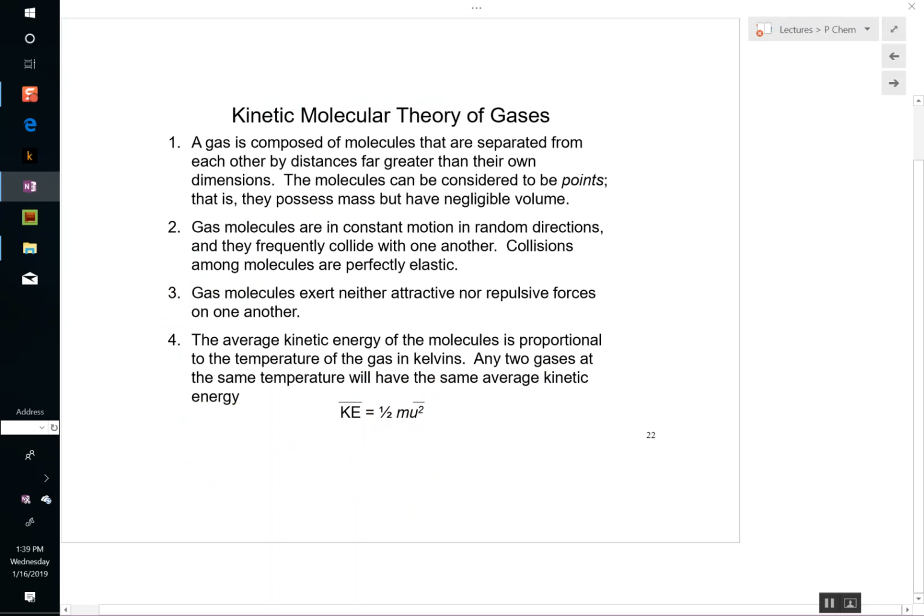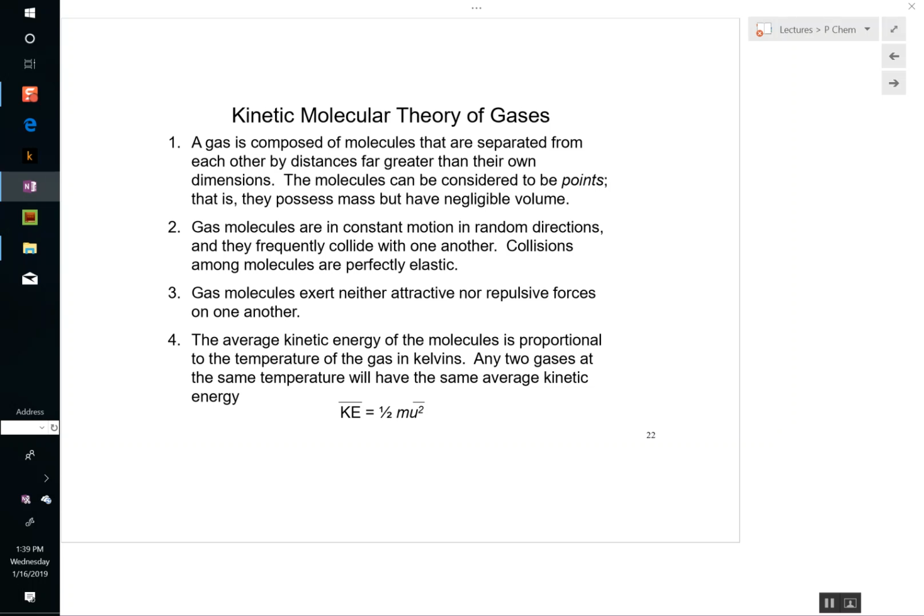Later on, we come to a chapter where we really delve into kinetic molecular theory, but just some basics. A gas is composed of molecules, atoms or molecules, that are separated from each other by distances that are far greater than their own dimensions. So that's what we kind of got out here. Drilling down into the molecular level, you got these gas molecules moving along, but they're very far apart from one another relative to their size. The distances between them relative to their own size are very great.